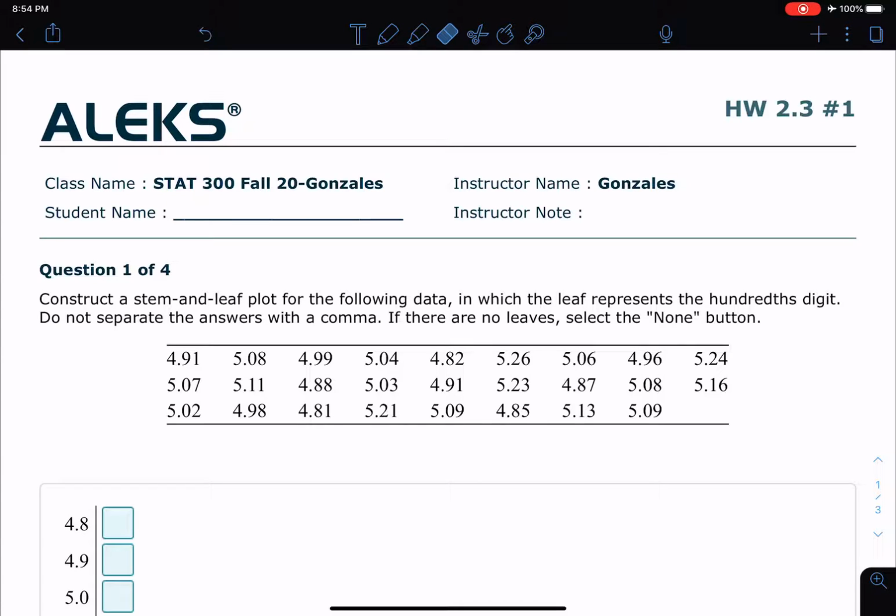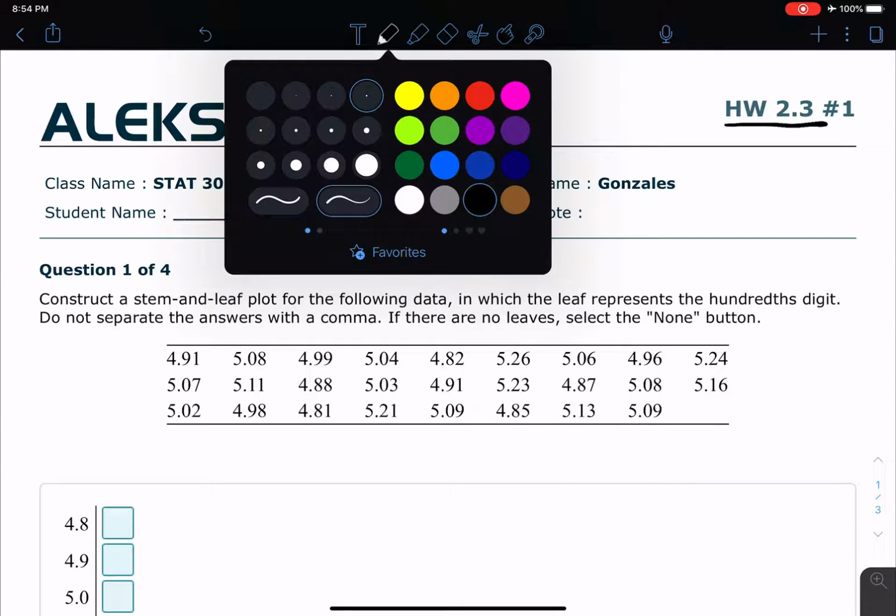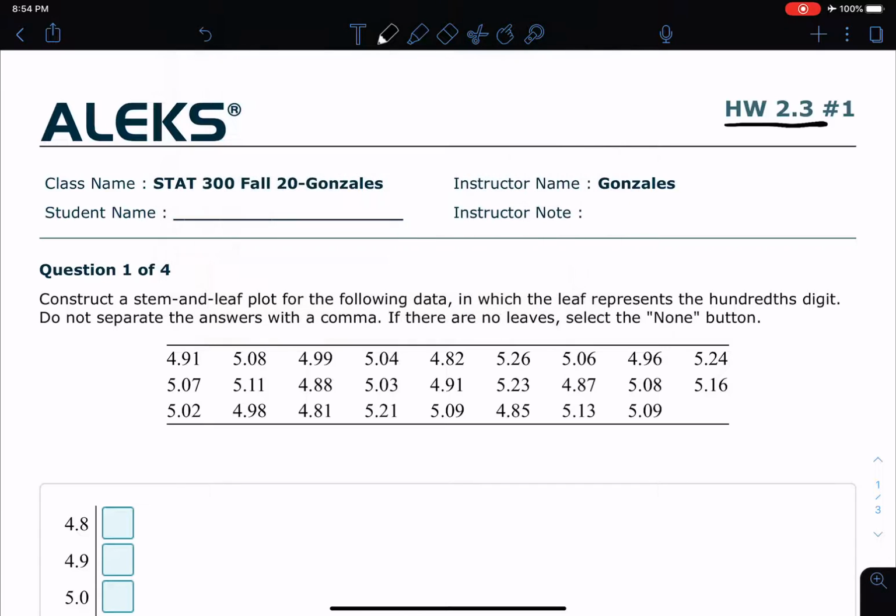Hello, Stat 300, and this is Professor Gonzalez, and I would like to go over some homework problems in homework 2.3, which is on our assignment side of Alex.